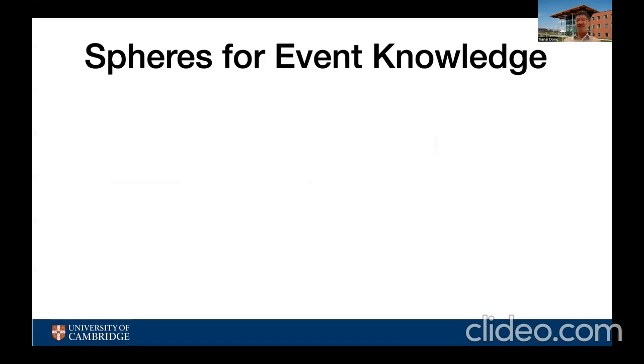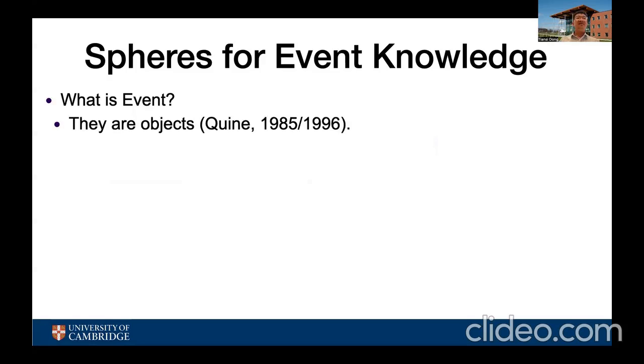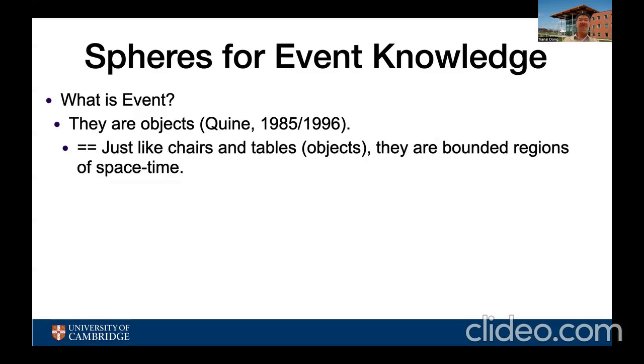Actually, event is nothing new. According to the philosophy of Quine, event can be understood in the same way as we understand object. It has part-whole relation, and it has categorical relation. Just like the understanding of tables and chairs, the difference is that it's bounded in space and time, so it's dynamic.